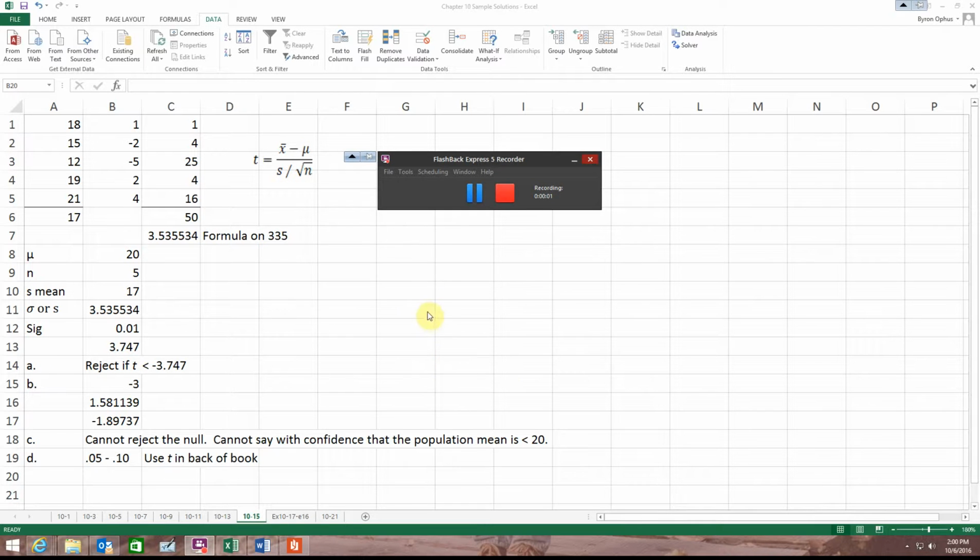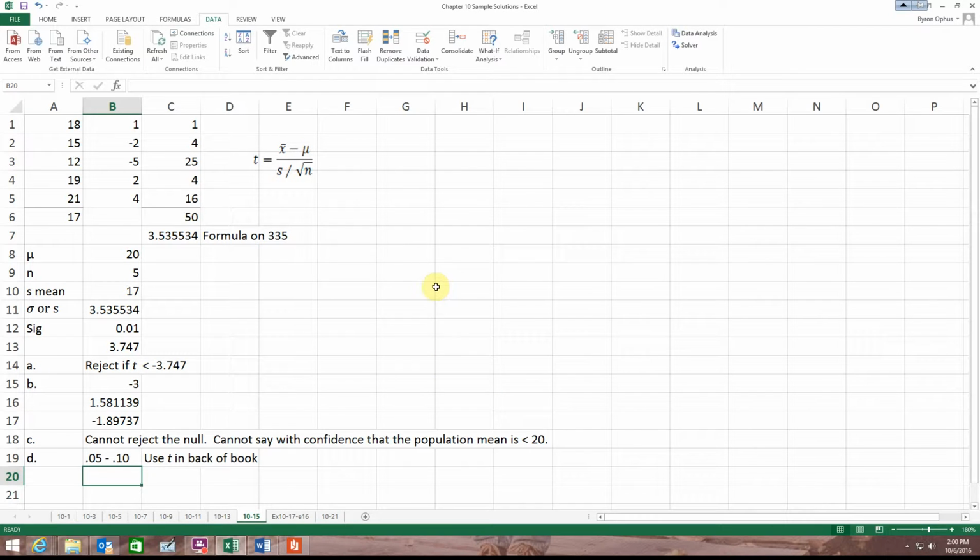10-16. Here we go. Keep getting these a little bit more gnarly. In this case it gives us the hypothesis, so that's why I haven't stated it on here, but 15 says that mu is greater than or equal to 20, and the alternate is that mu is less than 20, so it gives us a random sample of 5.